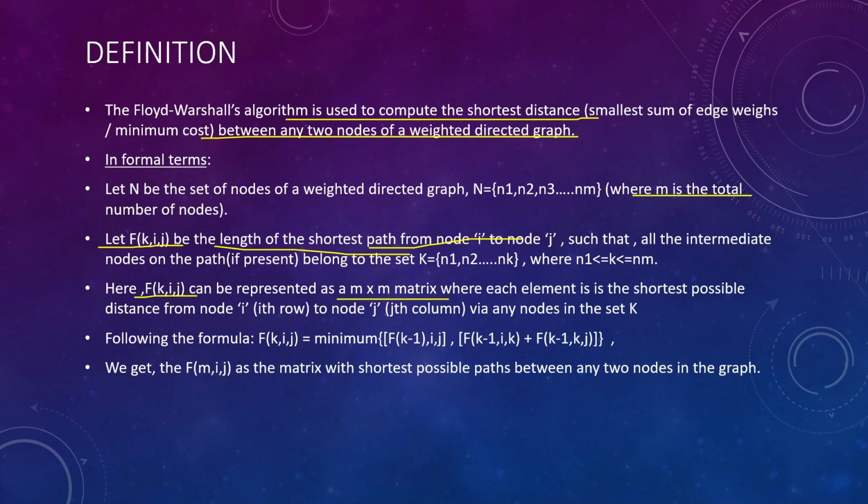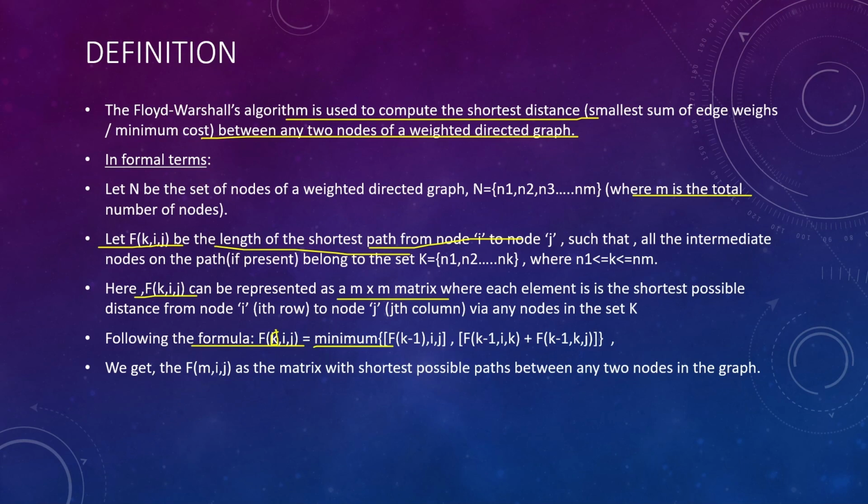Then, to get on with each step, we have to follow this formula, where f of k, i, j is the minimum of f of k minus 1, i, j, or f of k minus 1, i, k plus f of k minus 1, k, j. This means that in a further matrix of k, if you want to travel from node i to node j, then we will just see if it is possible to get a shorter path by traveling from node i to k and k to j, or whether it is shorter to take a direct path from i to j.